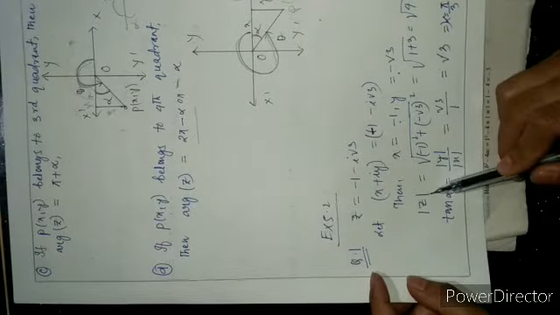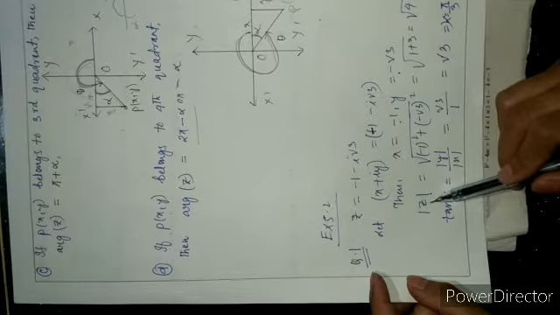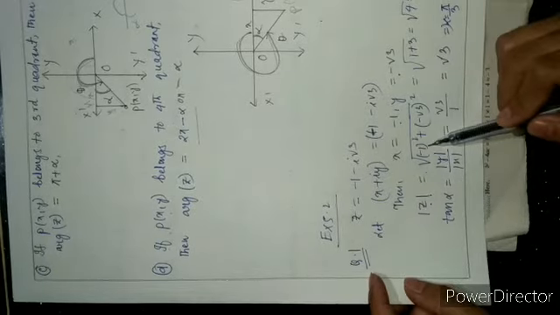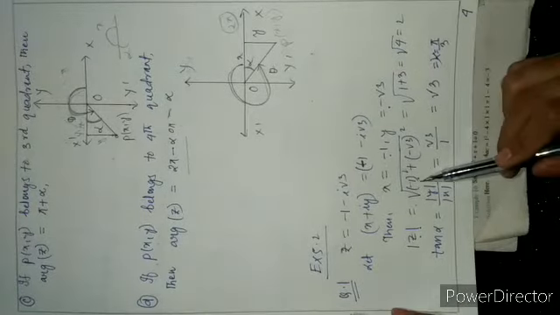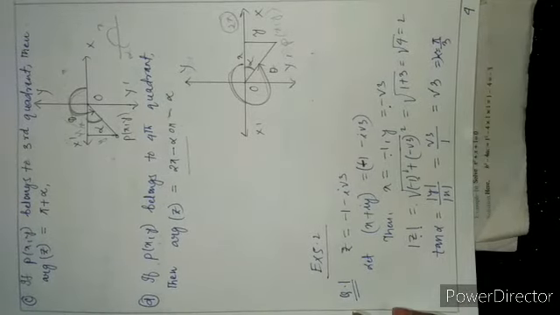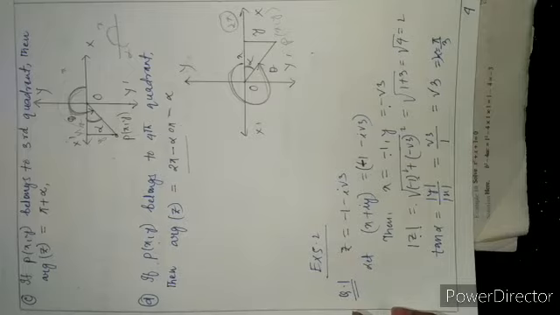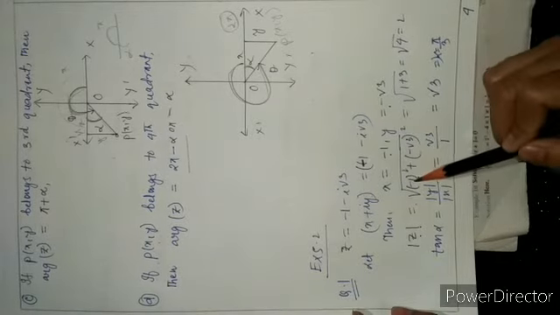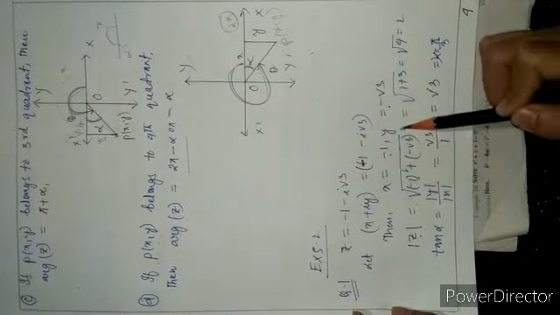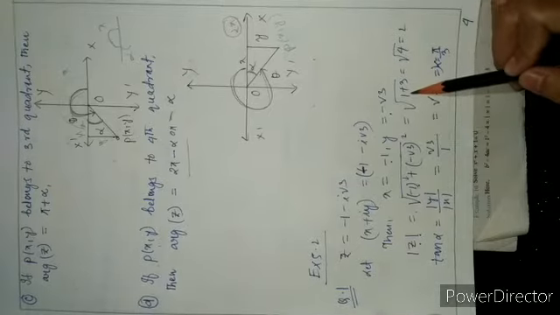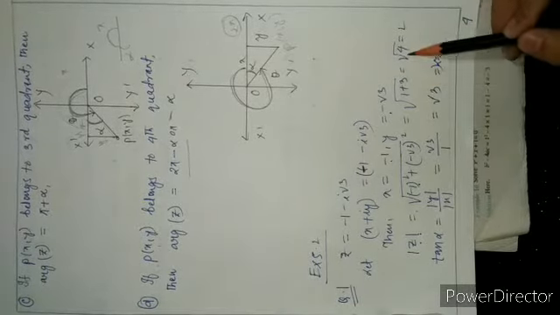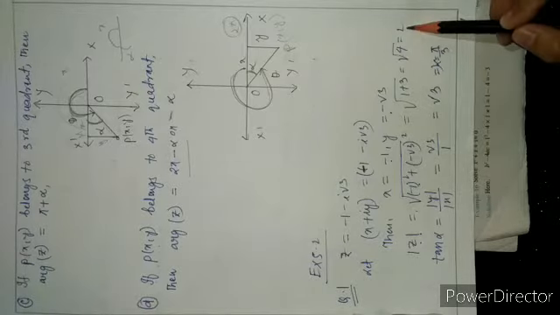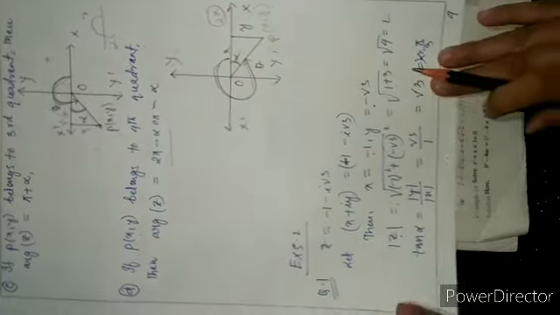Modulus. The modulus of complex number z is denoted by this symbol and is equal to root over x square plus y square. That is, (-1) whole square plus (minus root over 3) whole square. Real part square plus imaginary part square: (-1) square is 1 and (root 3) square is equal to 3, and root over 4 is equal to +2.